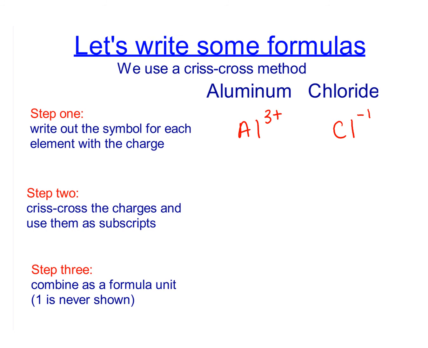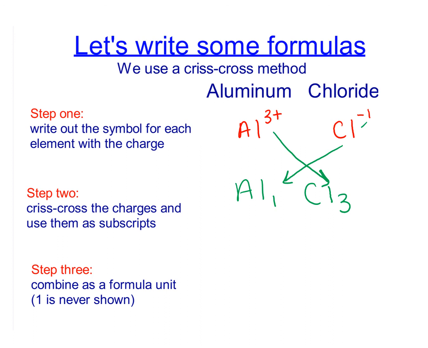So now what you're going to do is crisscross those charges, and instead of having them written as charges now, we're going to write them as subscripts. So we're going to end up with Al1 and Cl3. So again, we're just taking that charge from the different elements, crisscrossing them, so we're trading which atoms they belong to, and now instead of a charge, which is written like a superscript, written super high, we're going to write it as a subscript, which is written low, like a little number.